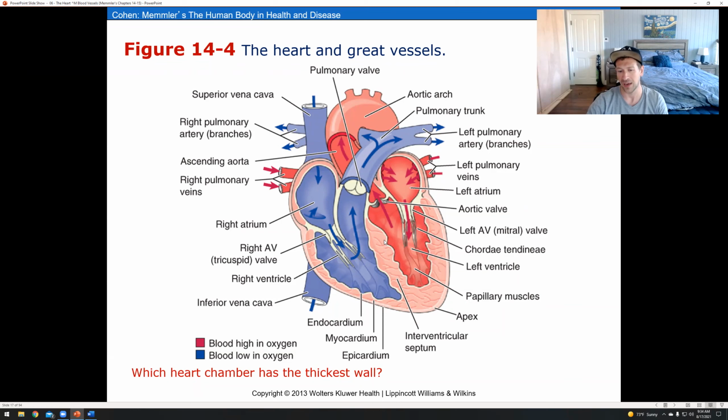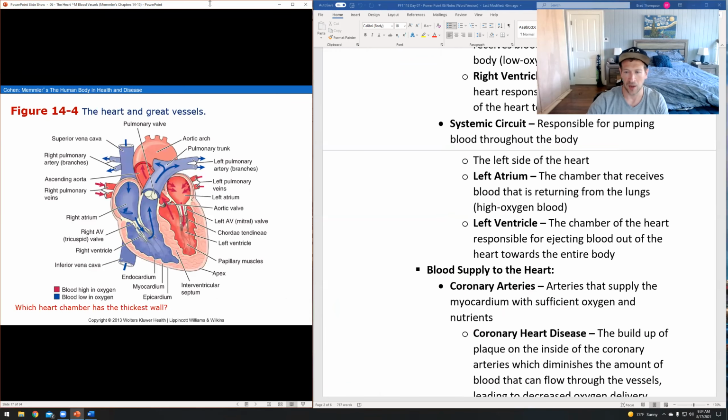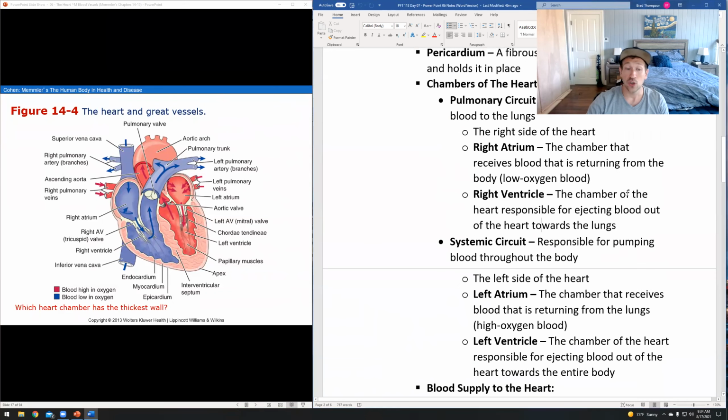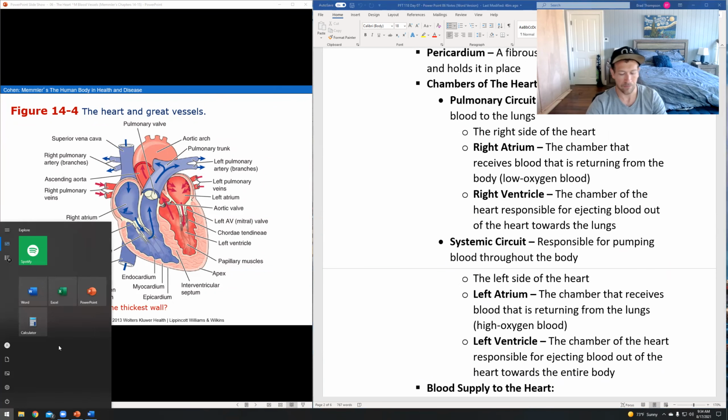Some of it's going to loop behind the heart, travel down to your digestive tract or skeletal muscle or wherever. But it's going to deliver blood throughout your entire body once it travels through this big tube right here, which is called your aorta.